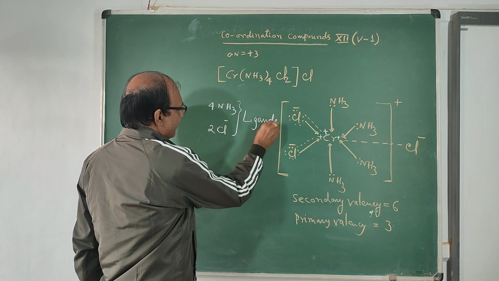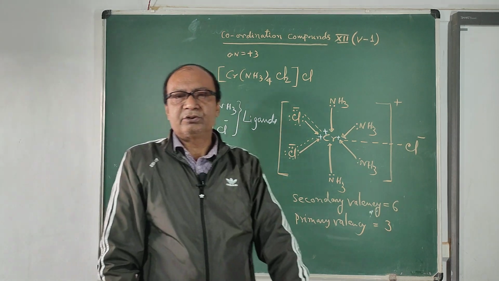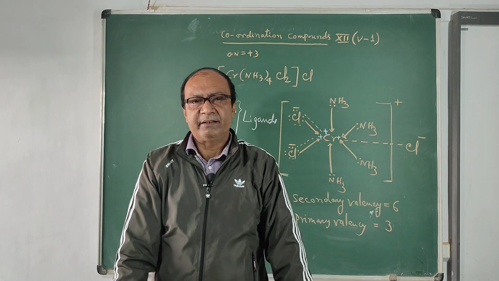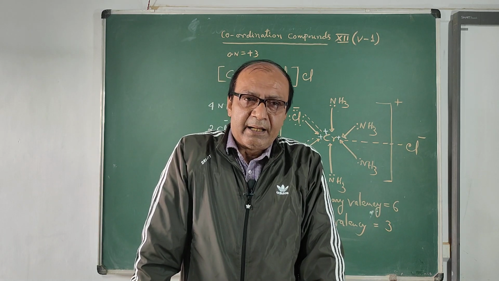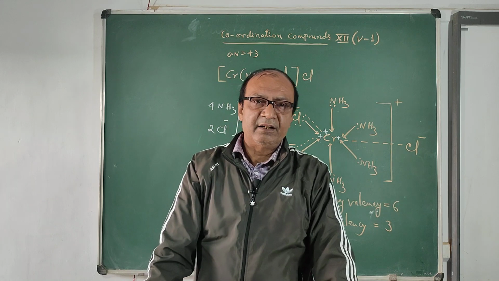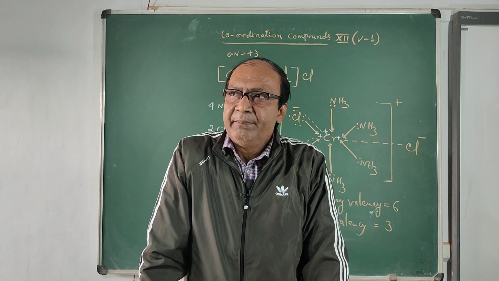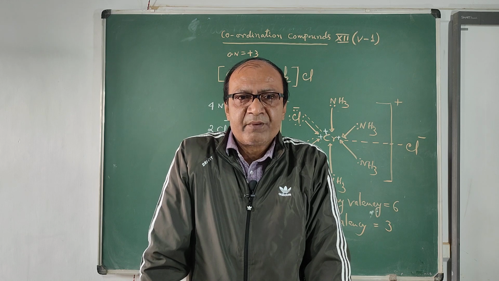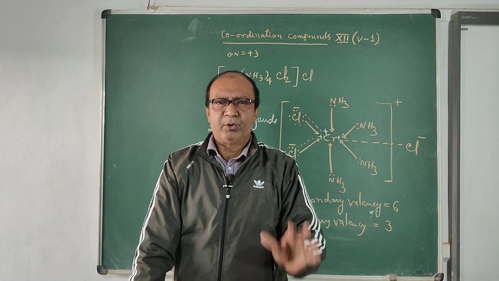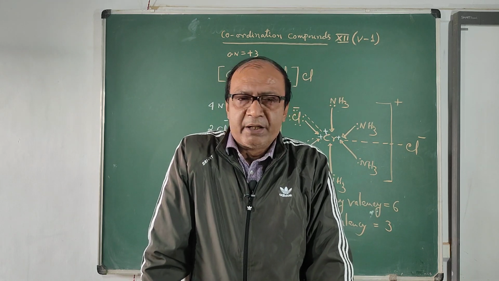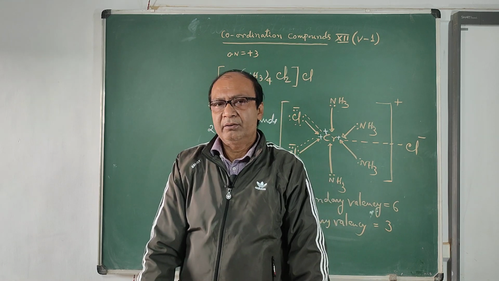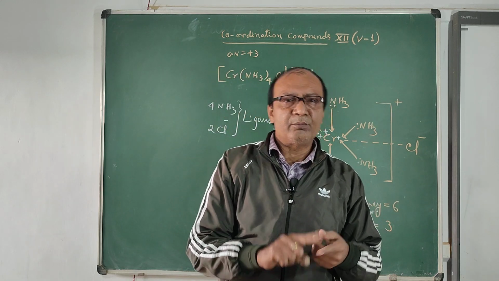So what are ligands? Ligands are the neutral molecules or anionic species which can satisfy the secondary valency of the central metal atom or ion. I am repeatedly telling that in many cases you will see the central metal has 0 oxidation state, and if the central metal has 0 oxidation state, it is simply an atom. And if the central metal has positive oxidation state, say +1, +2, +3, we say central metal ion. That's why we say central metal atom or ion.